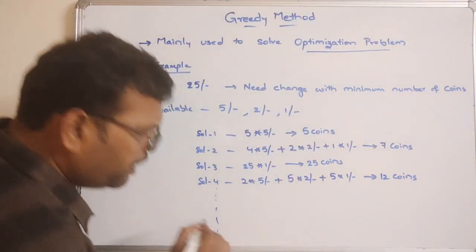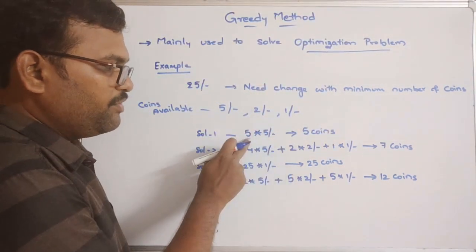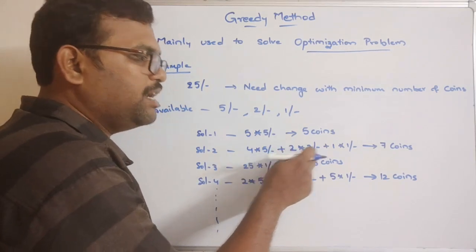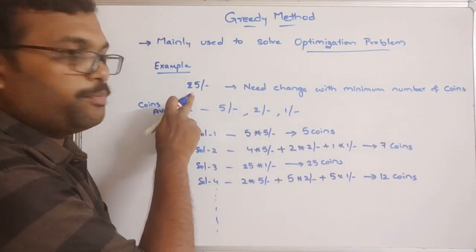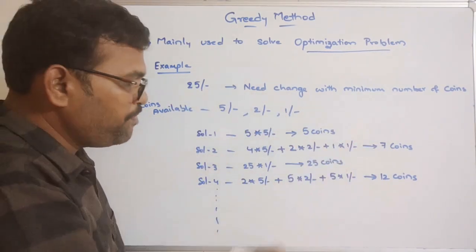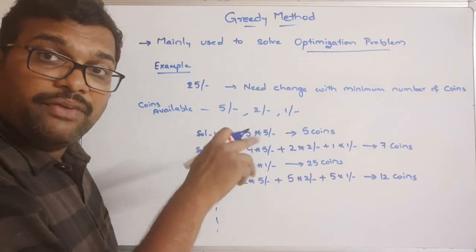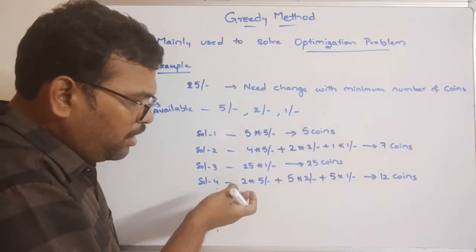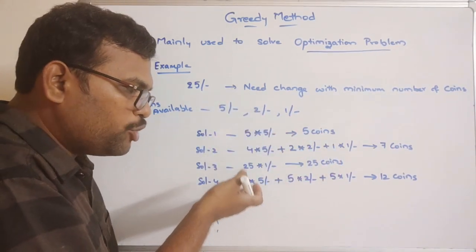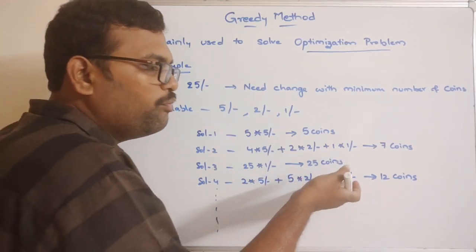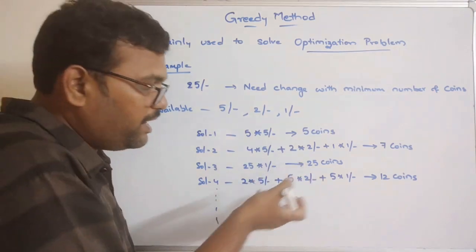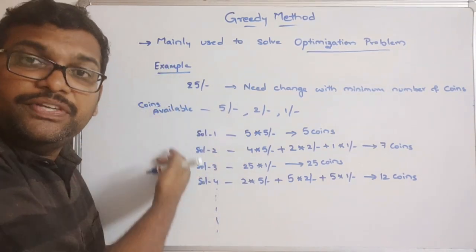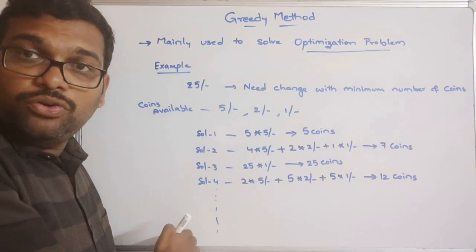So there are a lot of possibilities. Using 5 coins we can get change for 25 rupees. Using 4 five-rupee coins, 2 two-rupee coins and 1 one-rupee coin, we can still get 25 rupees, but it requires 7 coins. We can also use 25 one-rupee coins, which requires 25 coins. And with 2 five-rupee coins, 5 two-rupee coins and 5 one-rupee coins, we get 25 with 12 coins. That will keep on going. These are all the feasible solutions. In all these cases we are getting a solution.